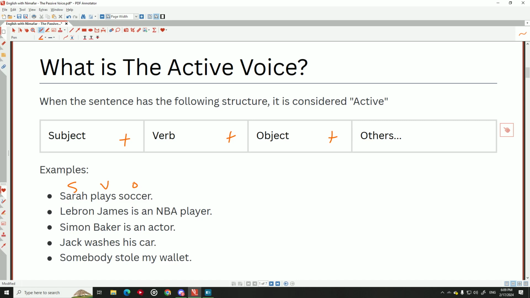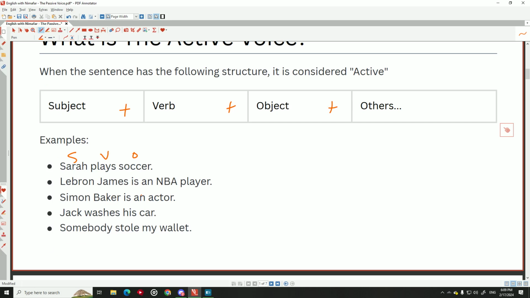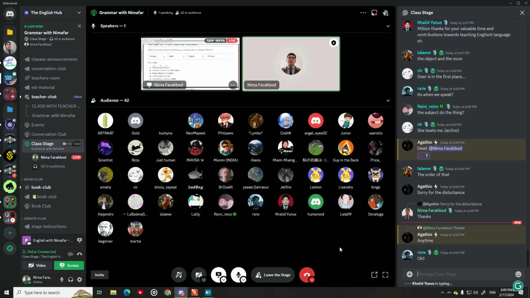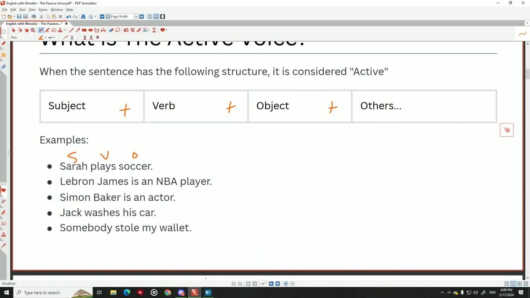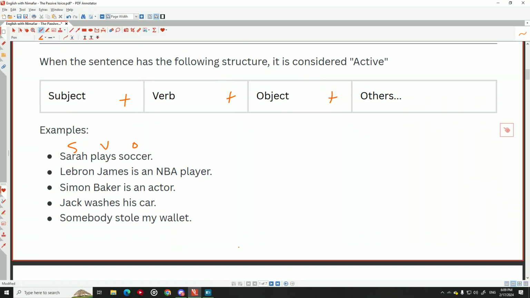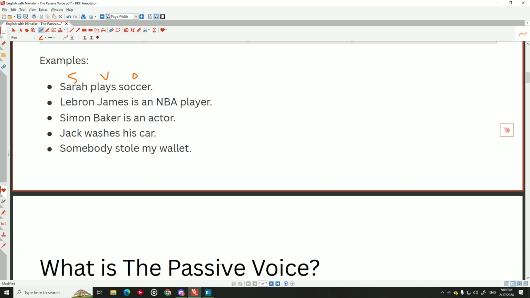Sarah plays soccer. LeBron James is an NBA player. Simon Baker is an actor. Jack washes his car. Somebody has stolen my wallet. These are some active sentences, and in our daily routine in spoken English, we use them a lot. So this is the active voice. And we're not going to talk about it since you already know this. But what is the passive voice?